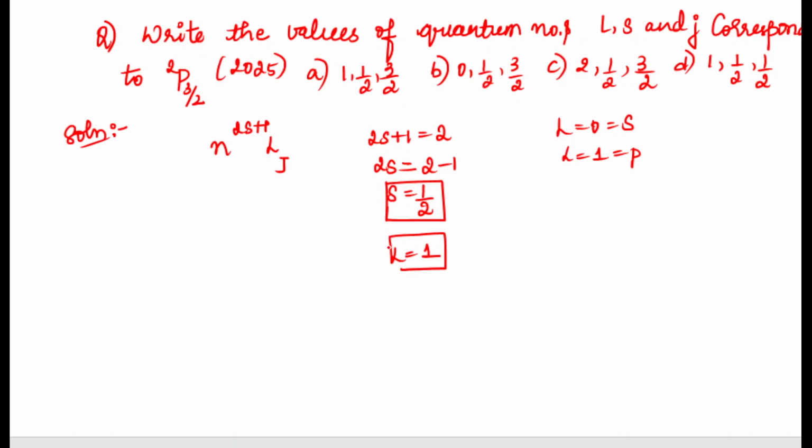And we need to write the values of the quantum numbers corresponding to this term. Here they have given the value of J already: J is equal to 3 by 2. The options are given in the order L, S, J. So what is L? 1. What is S? 1 by 2. What is J? 3 by 2. So option A is the right option.